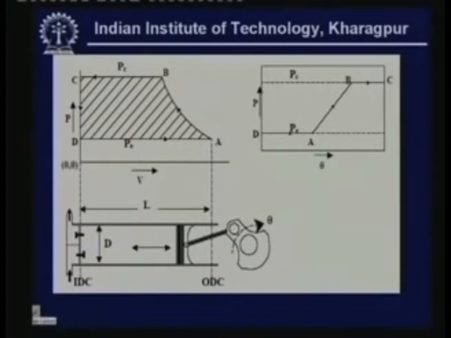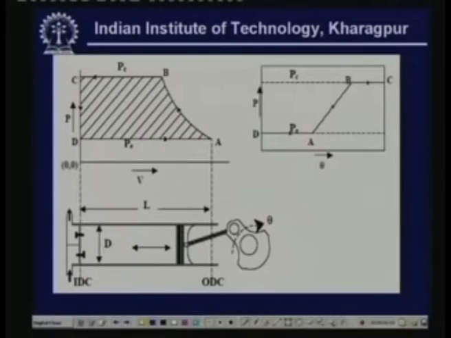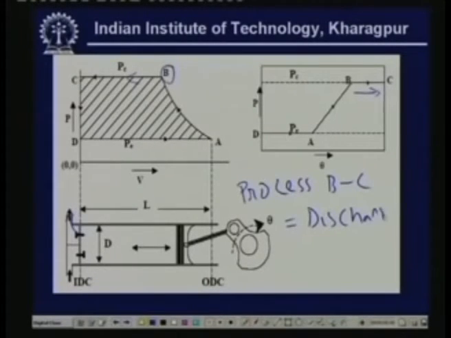Once the pressure reaches the condenser pressure, since this is an ideal compressor, no pressure drop is required for fluid flow. As soon as the pressure reaches this point, further movement of the piston from point B to C results in the opening of the discharge valve and flow of refrigerant out of the discharge valve. That means there is a discharge of the refrigerant from the compressor to the condenser. That means process B to C is the discharge process.